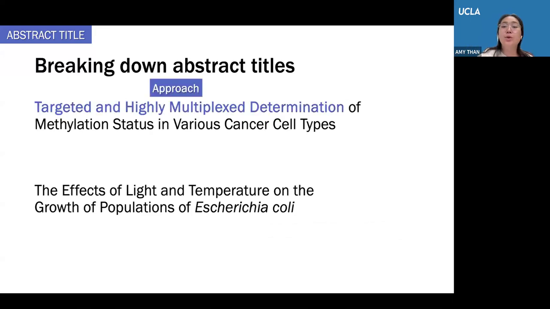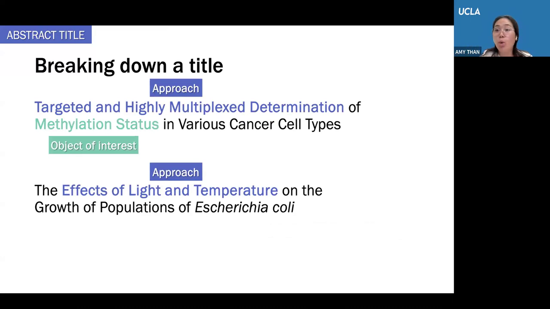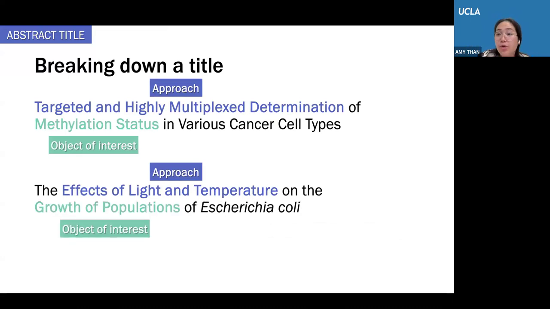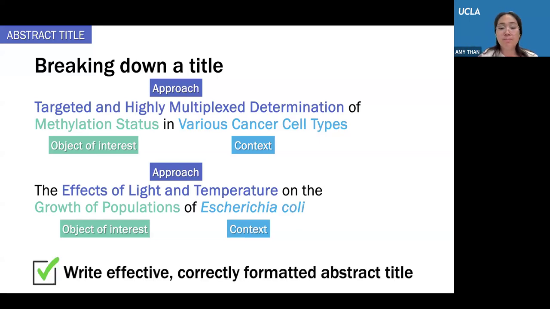So when we're breaking it down, you want to talk about first the approach, how you did it, like targeting the determination, or the effects of light and temperature. And then you want the object of interest, what you are studying, so methylation status or the growth of populations, and then the context. So in what context are you studying this? You are studying in the context of specific cell types or specific bacteria or whatever your project may be. So these are the general expectations of a good title for abstracts.